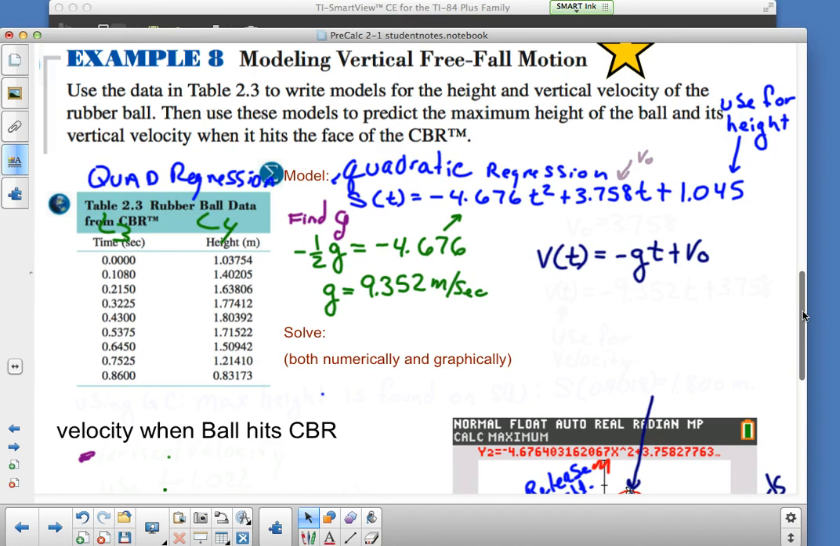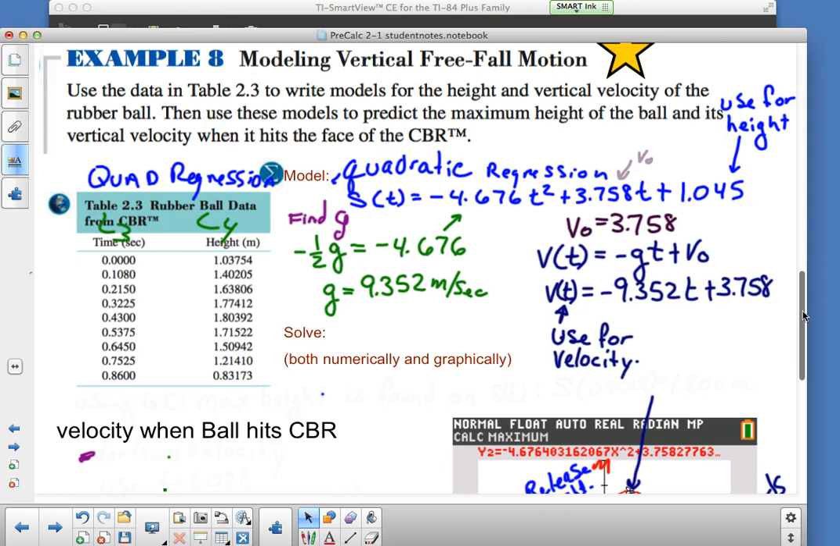So I got my G, and if I'm looking at my velocity as I go through, my V0 was 3.758. So that should go right in here, and my G that we just found comes in from here to find my velocity equation. So I was able to break down the gravity that was used and my velocity based on my quadratic regression formula. Are you okay with where I got all my numbers? Are there any questions about them?